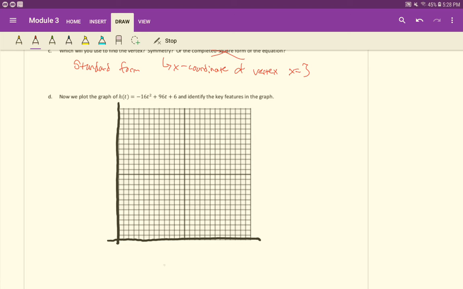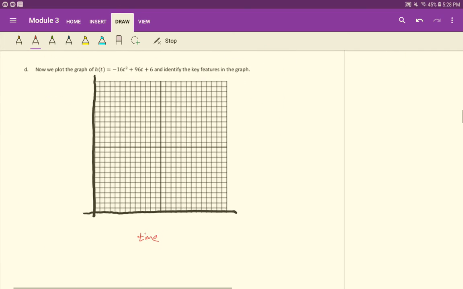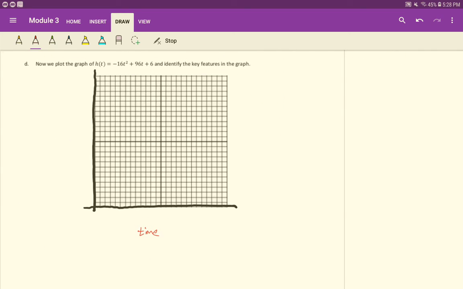And so what should be on our x-axis? Time. Okay, and we already know that we're going to hit the ground back at 6.1 seconds. So I'm going to try and make this a little bit nice. Maybe I can count by 0.2s. So 0.2, 0.4, 0.6, 0.8, 1. Well, that was maybe not the best choice. Maybe I'll count by quarters.